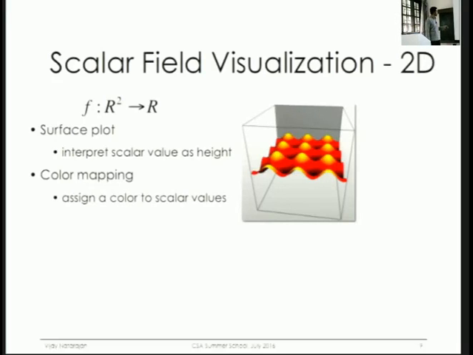But you can also map colors, right? So pseudo colors. In this case, low values are mapped to red, and high values are mapped to more golden, and yellow.